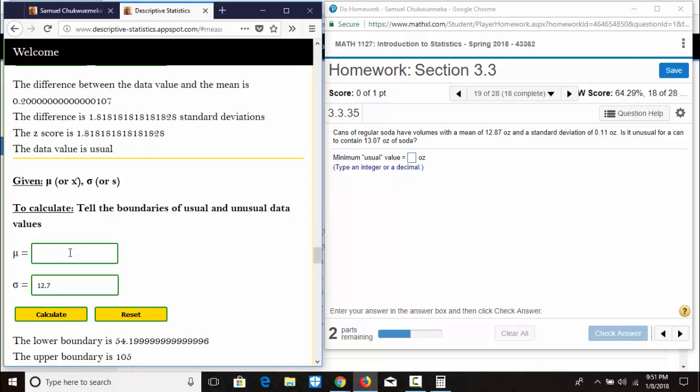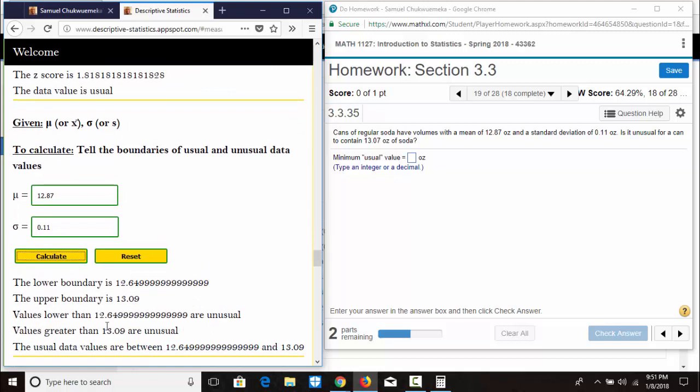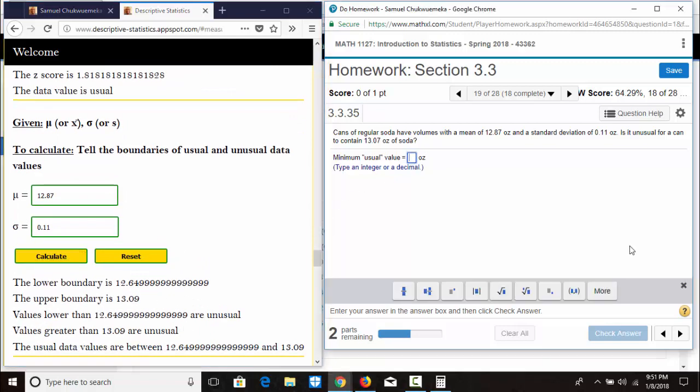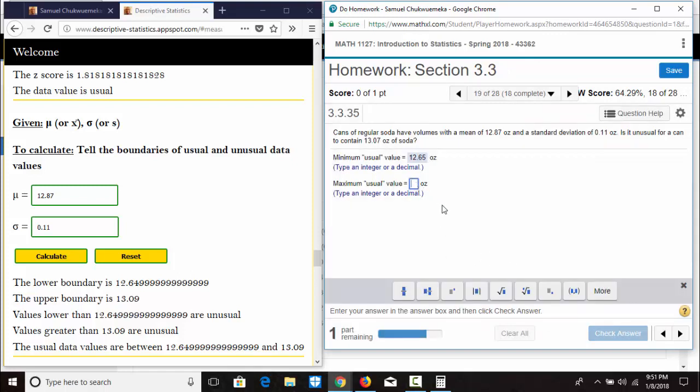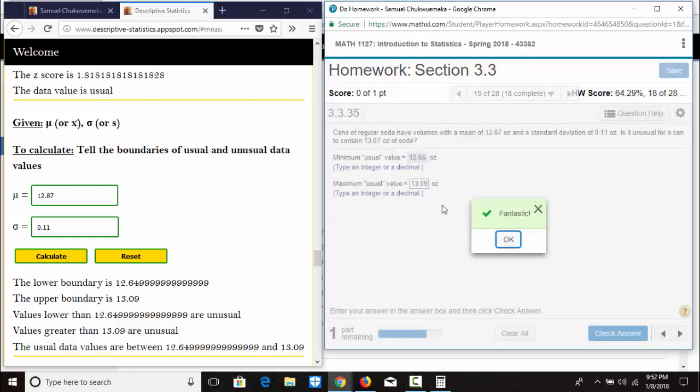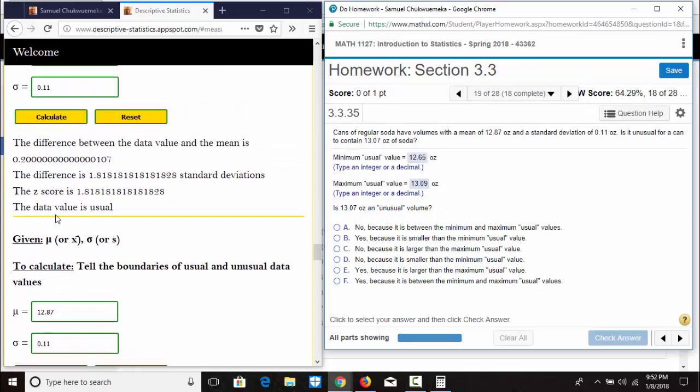And then come here. The mean is 12.87. Standard deviation is 0.11. Calculate. So the minimum value, which is the lower boundary, is 12.65. Okay. Maximum value is 13.09. The data value is usual, as you can see here. Is this an unusual volume? No, because it is between the minimum and maximum usual values.